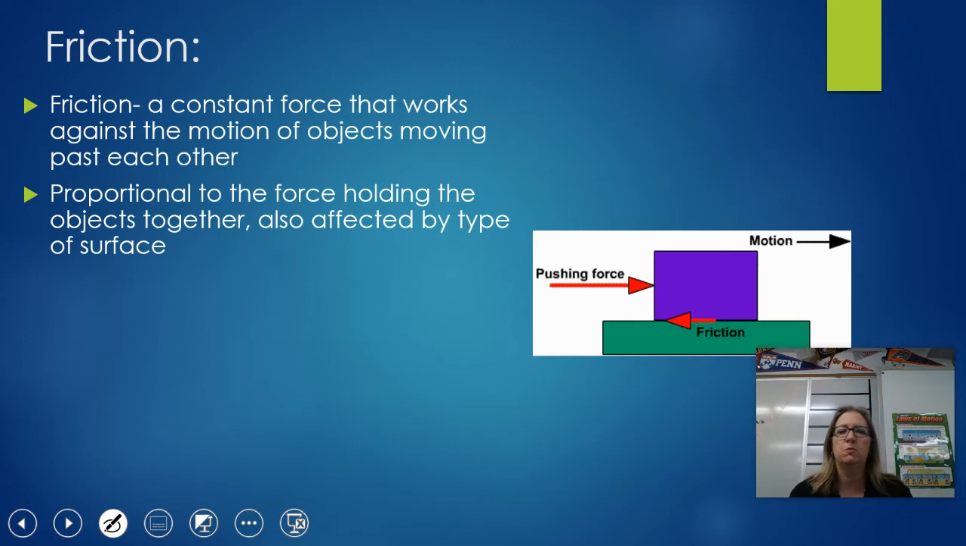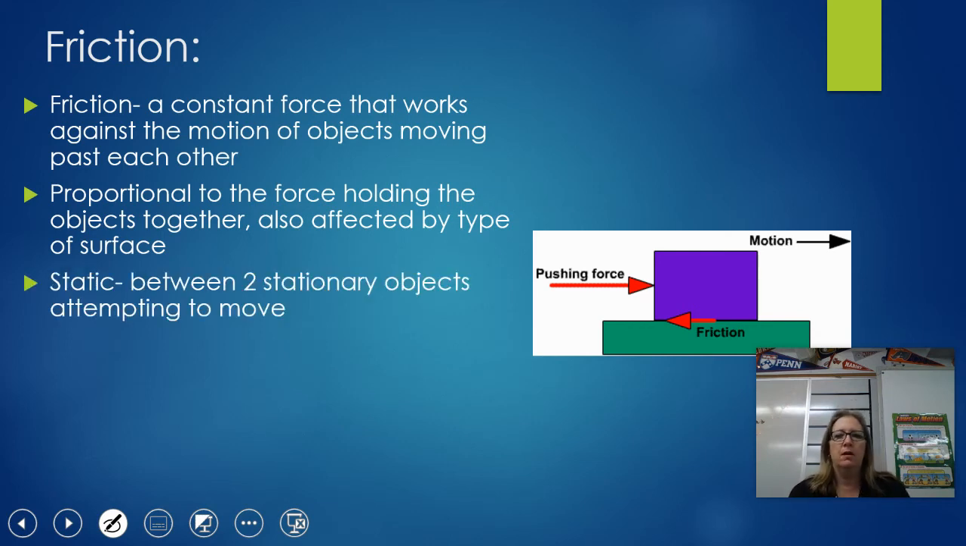The amount of friction is proportional to the force holding objects together. So I can very easily slide my hands together. If I push them harder together, if I apply more force, there's more friction between them. So the harder objects are pushing together, the more friction there will be between them. The amount of friction is also affected by the type of surface. I don't mind sliding on an ice skating rink. I wouldn't want to go and slide on the blacktop because the rougher surface automatically has more friction to it.